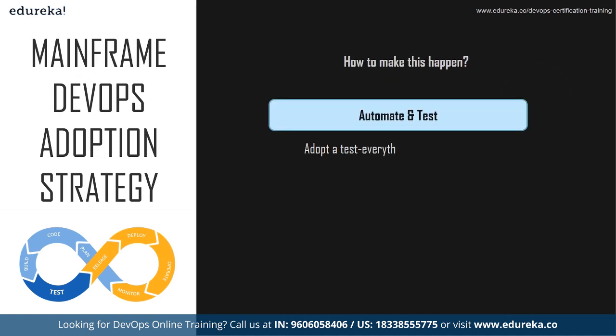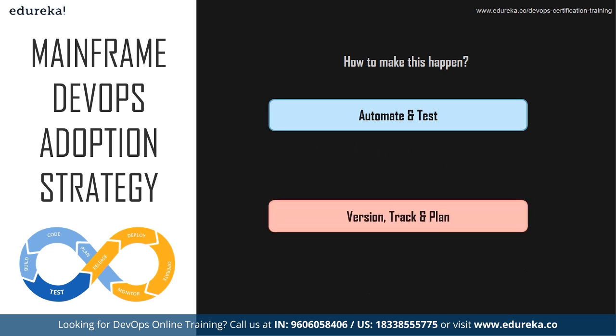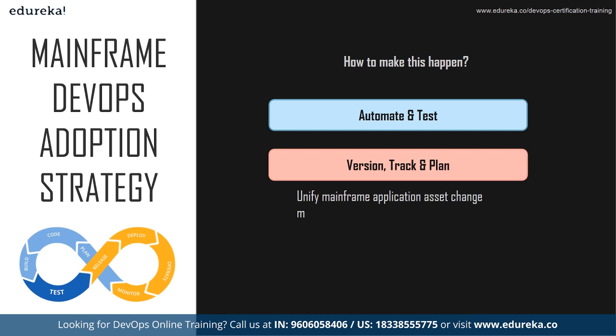First, adopt a test everything strategy using continuous integration build approach with preferably automated self-validating test builds. So look at what is possible based on your current code base, start small and quick, build to more complicated test setups, validate your core functionality first, progress to the edge cases and error conditions, refactor your code base and improve testability. Next, unify your mainframe application asset change management to make orchestration easy.